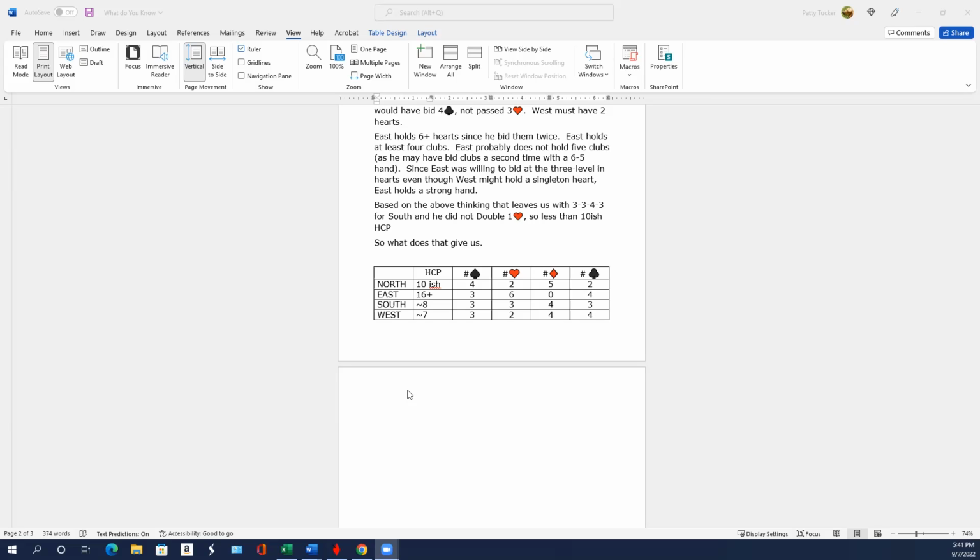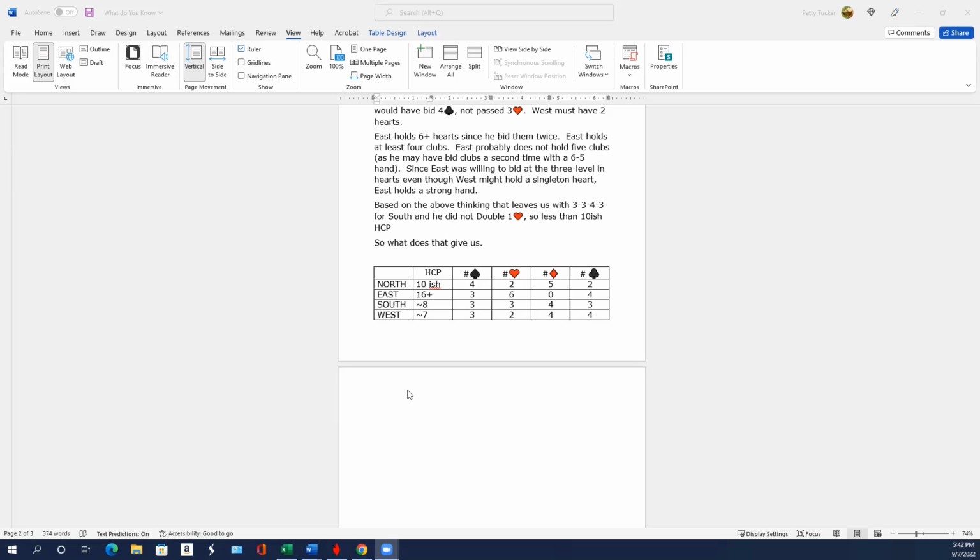With 4 diamonds, he kind of knows his partner is going to be short in diamonds. He knows East is short when he has long diamonds. So if he has a club honor and a heart honor, he might have raised 3 hearts to 4. Now, how does all this help you?